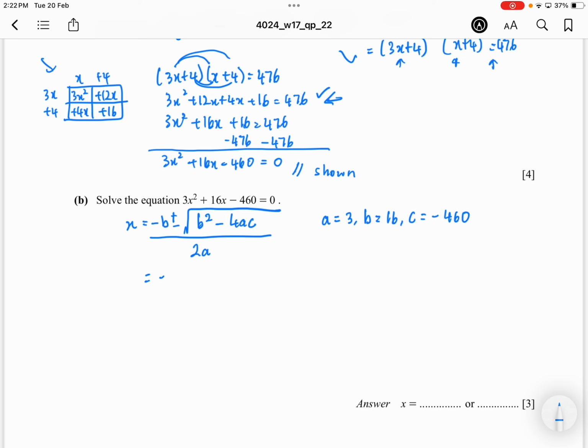Laju. And you should get x equals 10. Okay, Mizan, thank you. And x equals negative 15.3. Okay.